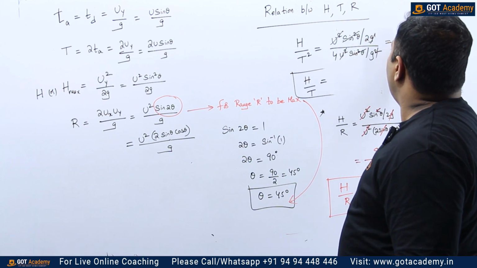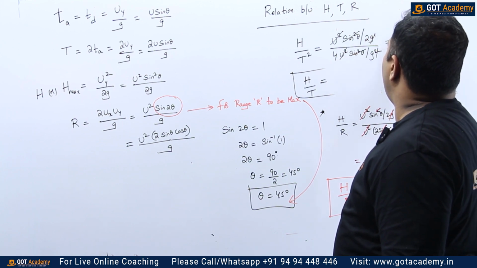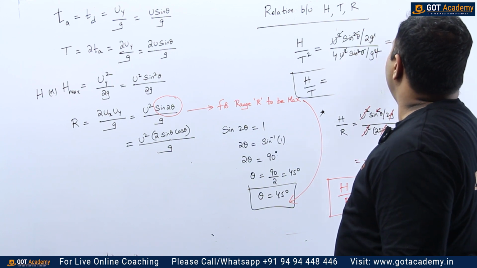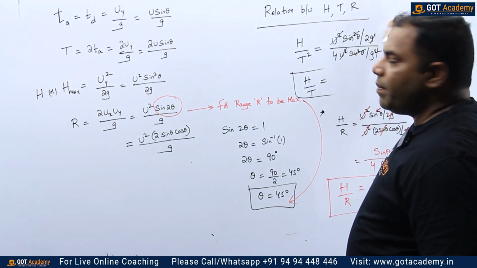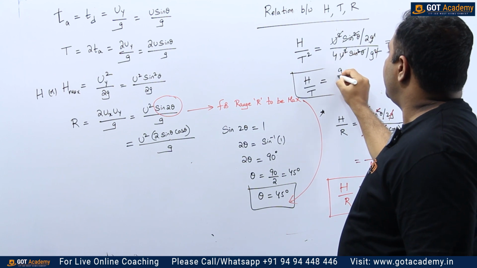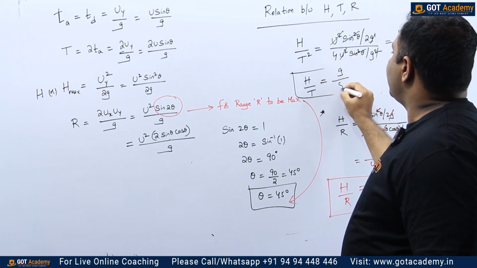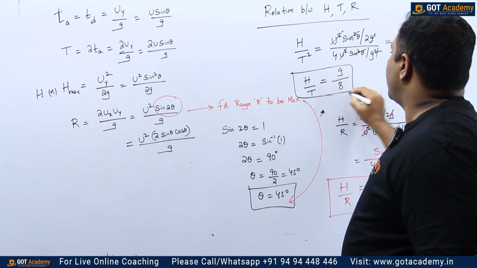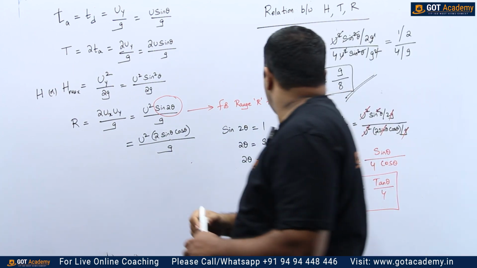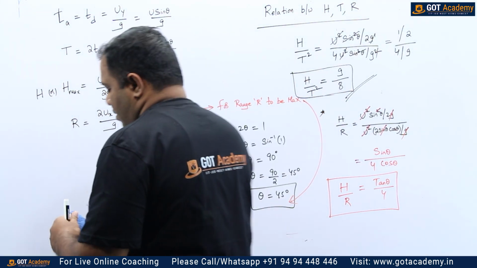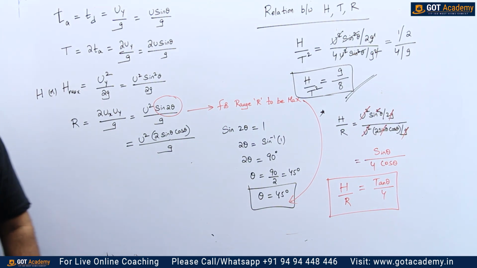So what is left here? 1 by 2 is left. Here 4 by g is left. So g going up and 2 is coming down. So that is g by 2 into 4, that is 8. Very important relation. Have a note of this one. H by T square is equal to g by 8. Have a note of that.